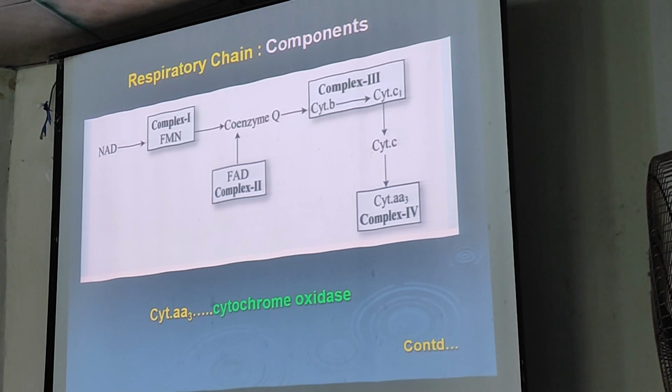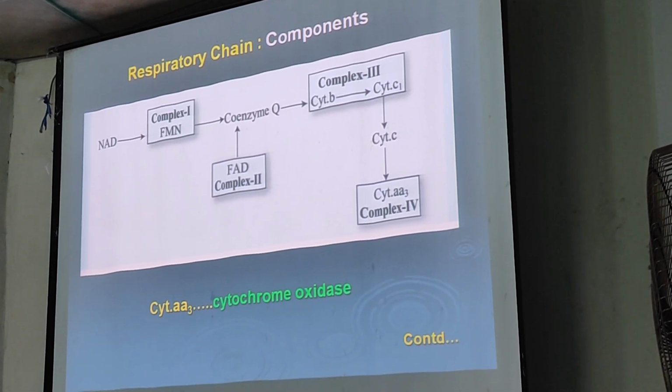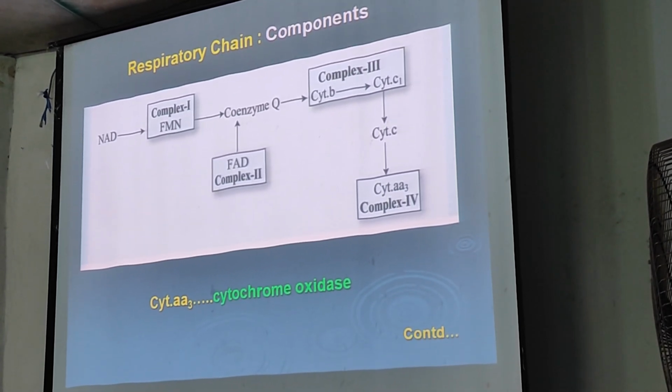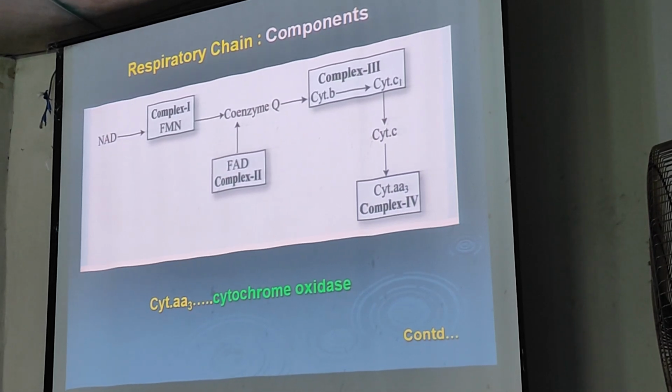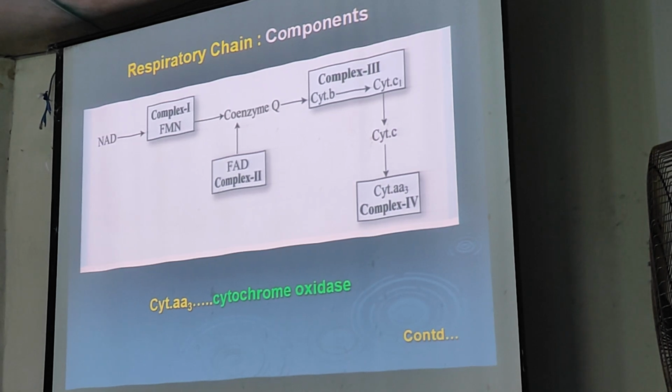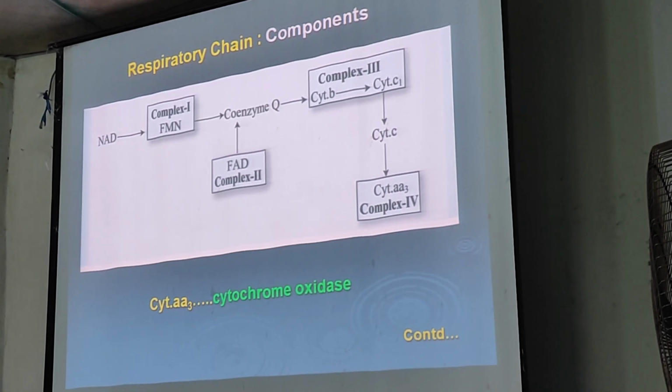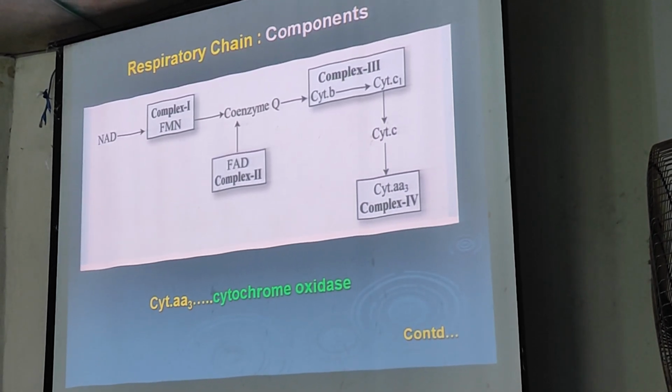What is the function of the respiratory chain? How is it going to work? Let us discuss within a few minutes. So this NAD and FAD, they will actively engage with the dehydrogenation process in different areas of the cell, of the tissue, of the system.